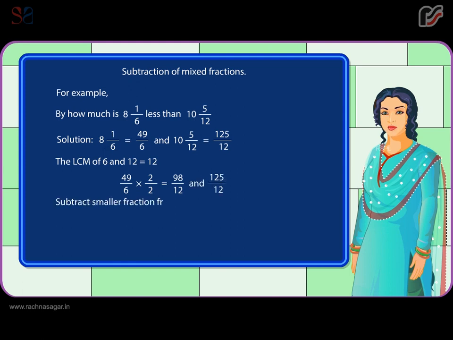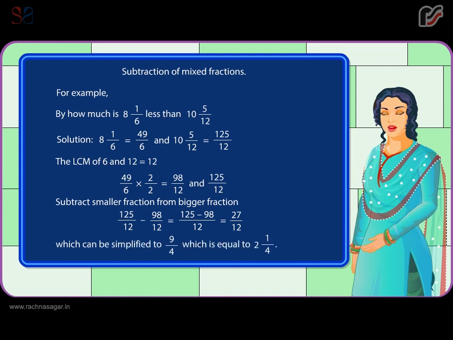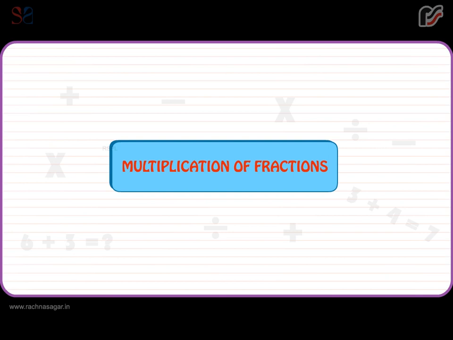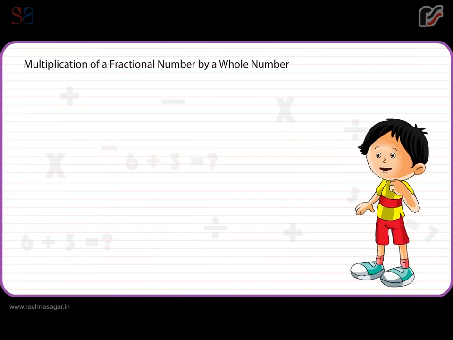Subtract smaller fraction from bigger fraction. 125/12 minus 98/12 is equal to (125 minus 98) divided by 12, which is equal to 27/12, which can be simplified to 9/4, which is equal to 2 1/4. Multiplication of fractions. Multiplication of a fractional number by a whole number.